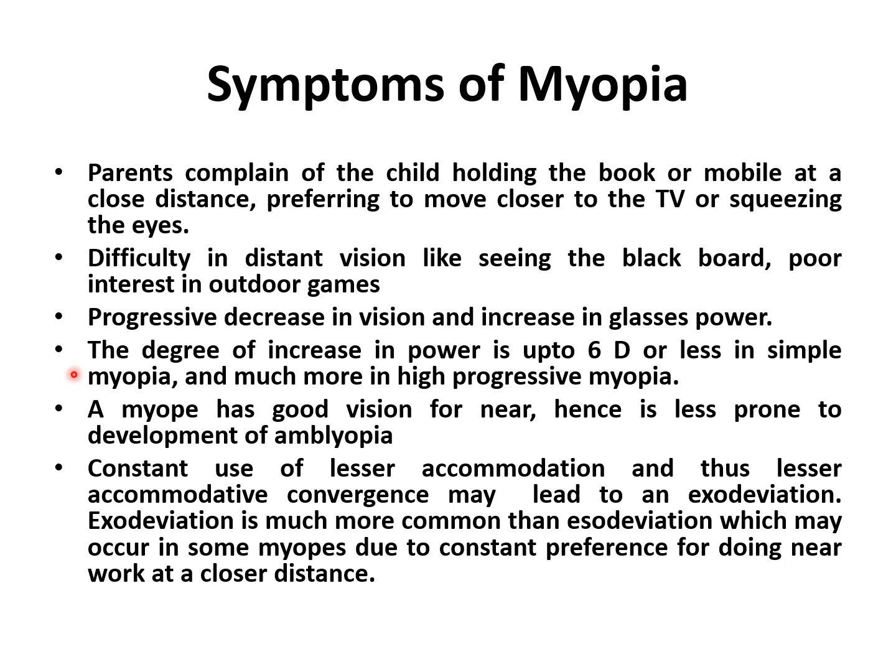A myope has good vision for near, hence is less prone for development of amblyopia. Constant use of lesser accommodation and thus lesser accommodative convergence may lead to an exodeviation. Exodeviation is much more common than esodeviation, which may occur in some myopes due to constant preference for doing near work at a closer distance.